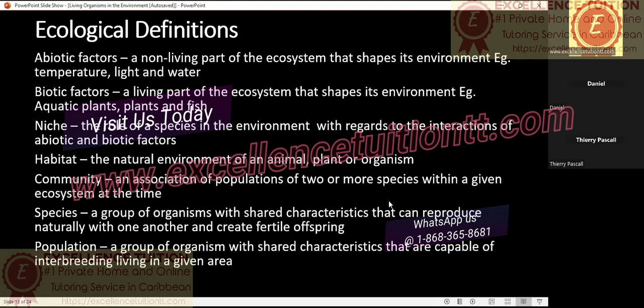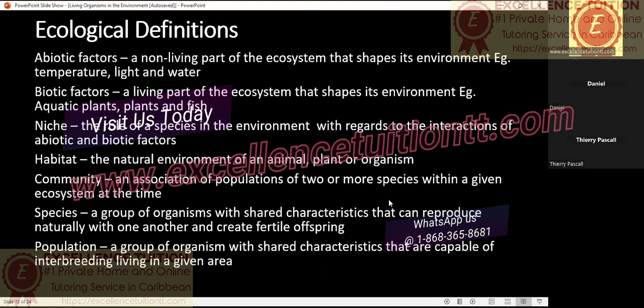So basically, the role of a species being, for example, a vulture. The role of a vulture is what? To feed on the dead, decaying carcasses. They keep the place clean. You have other animals with different roles. Some would be an apex predator. Some would be food, etc.